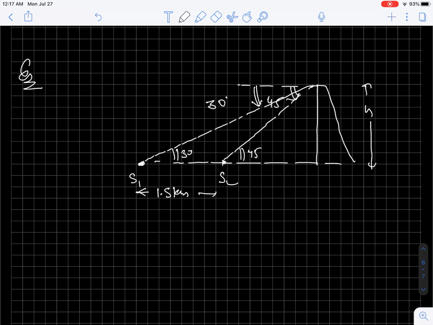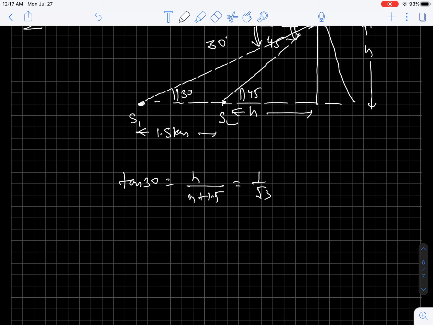Now what will you say? Tan 45, it is a very good triangle. If you are getting this angle as 45, then this is h and this is also h, and one thing is solved. And tan 30 is equal to perpendicular divided by base. The perpendicular is h and the base is h plus 1.5. Tan 30 is 1 by root 3.